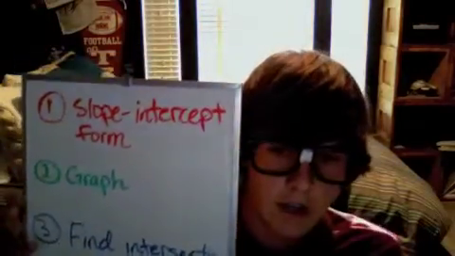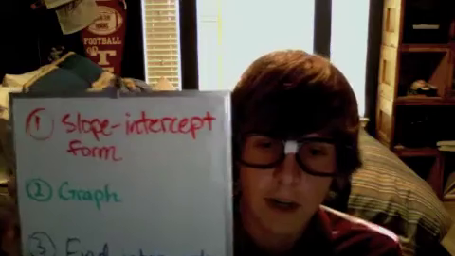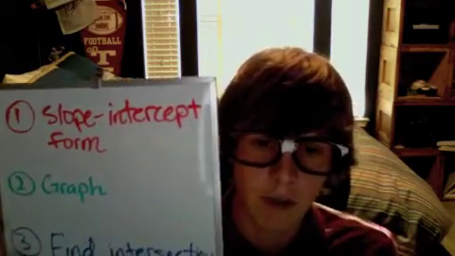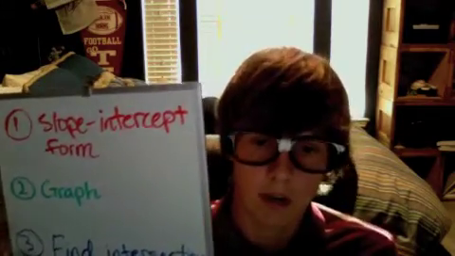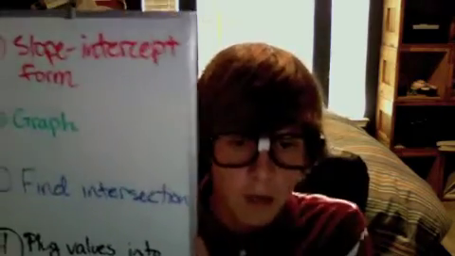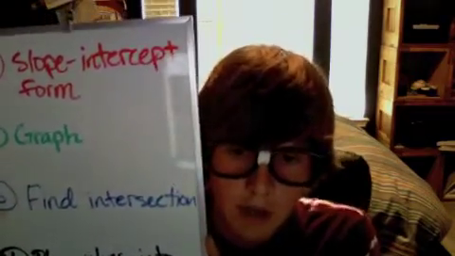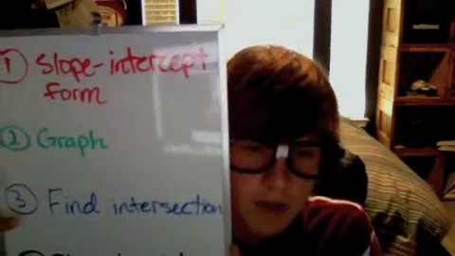Once you have the equations in slope-intercept form, you need to graph them. Once you have these graphed, you're going to need to find the intersection of the lines. The intersection is where the lines cross, and the point at which they cross. Once you have the ordered pair of the intersection, you need to plug the x and y values into the equation to see if the solution matches up and if it satisfies the equation.